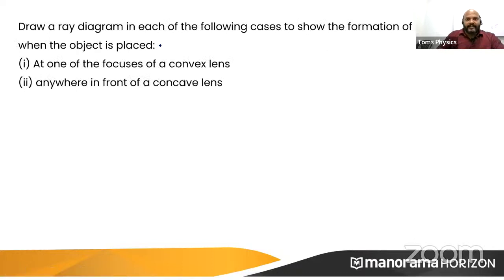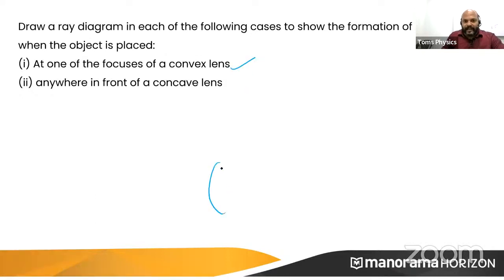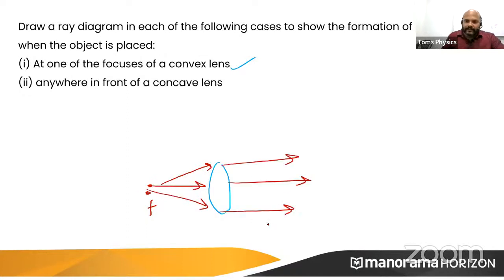For these two problems, let's look at this other problem. Draw a ray diagram for the following cases for the formation of an image: one of the focuses of the convex lens, and anywhere in front of a concave lens. So the first case, if the object is placed at the focus of the lens, this is F, the object is placed here, what happens? The rays will all go parallel to each other after they pass through the convex lens. So these are the rays passing parallel to each other after refraction. So this image will be formed at infinity.